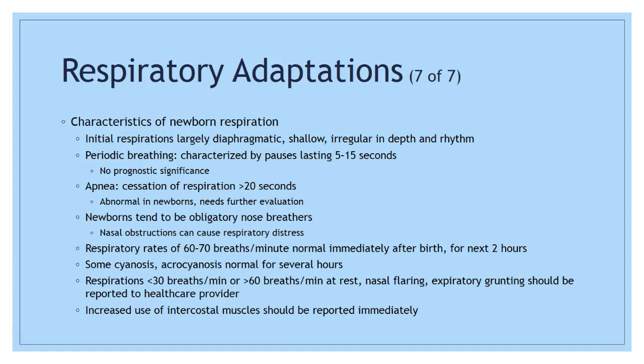Newborn respiratory rates are normal anywhere from 60 to 70 breaths a minute, and that's normal immediately after birth and for the next 2 hours. And then we see it drop off to somewhere between 40 and 60 breaths a minute. But initially, they're trying to ventilate. They have a need for oxygen, so their breathing may be a little increased.